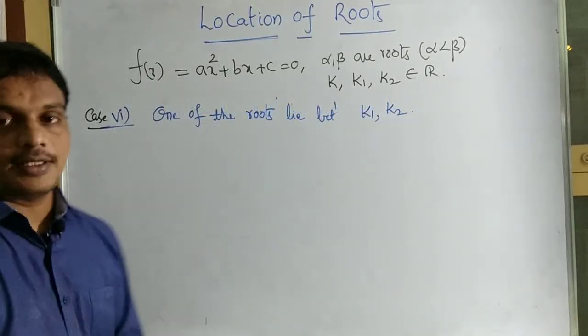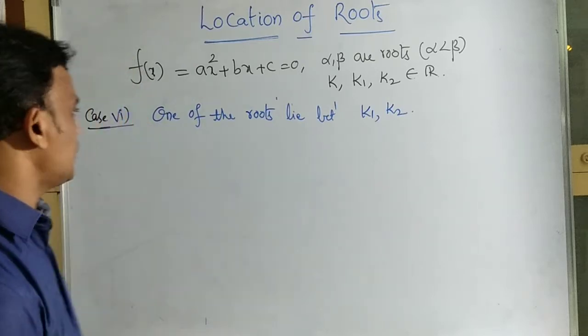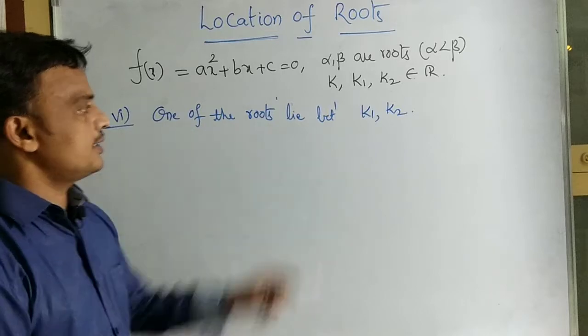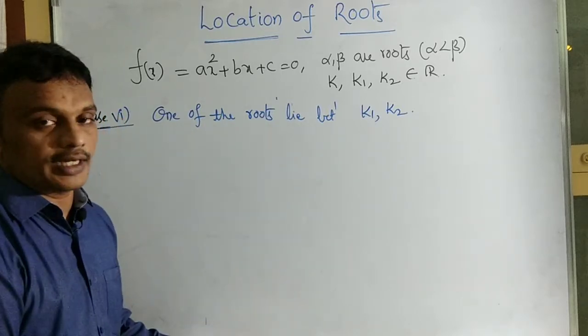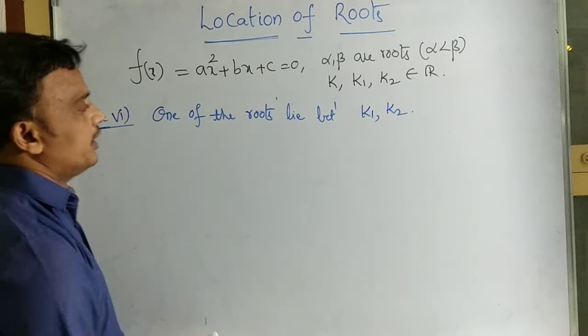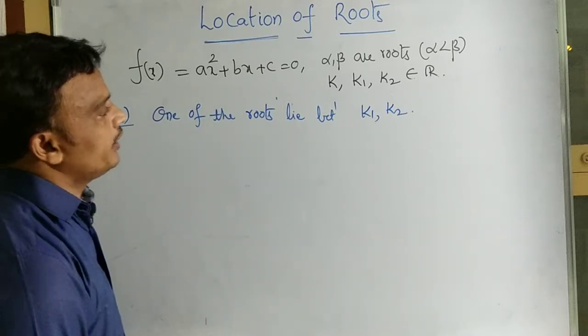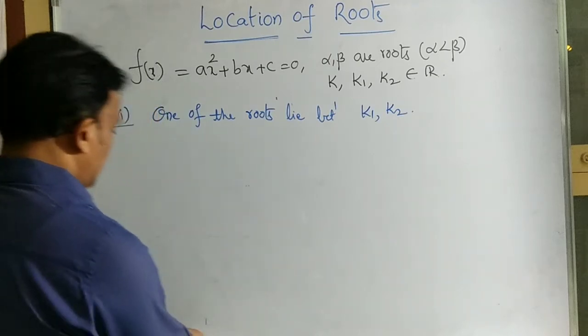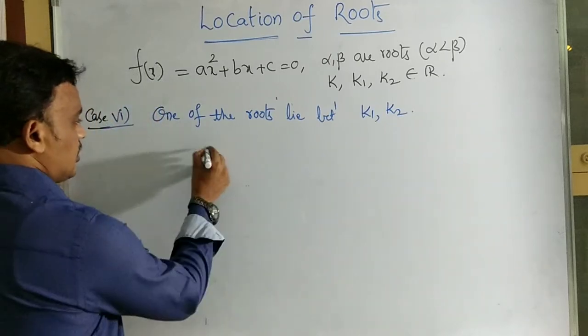Yes students, here is the last case, the last possibility. One of the roots of f of x lies in the interval k1 and k2. Any one of the roots, alpha or beta, lies in between the real numbers k1 and k2. In that case, what conditions are you going to get? As usual, you can draw the diagram.